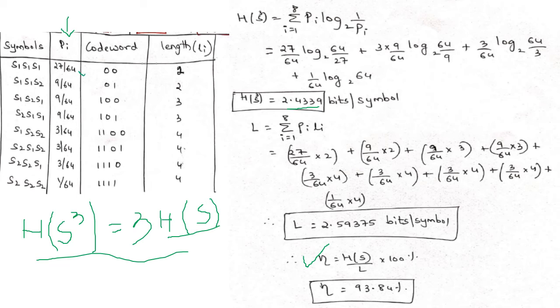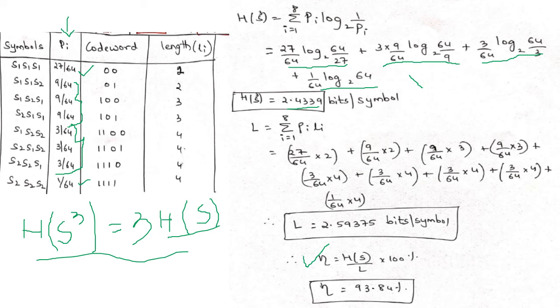The first probability is 27 by 64. 27 by 64 log 64 by 27. The next probabilities are 9 by 64, which is occurring 3 times. So 3 into 9 by 64 log 64 by 9. 3 by 64 is occurring 3 times. So 3 by 64 log 64 by 3. And the last one is 1 by 64. 1 by 64 log 64 to the base 2. Once you simplify, you'll get 2.43 bits per symbol.